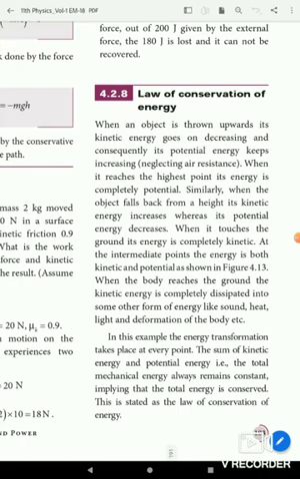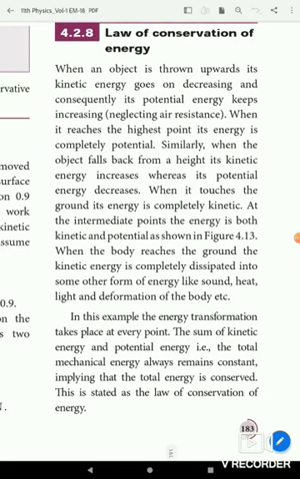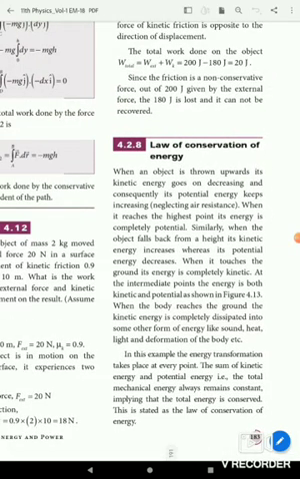In this example, the energy transformation takes place at every point. The sum of kinetic energy and potential energy is constant. So the total energy is conserved. This is stated as the law of conservation of energy.